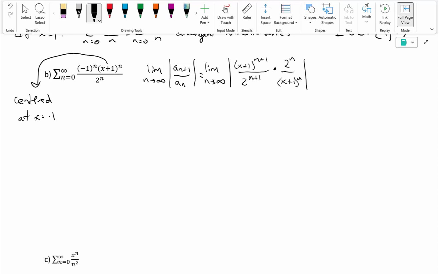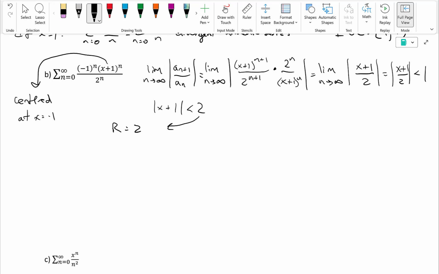And we can simplify all that. We'd get our limit as n approaches infinity. In our numerator, we'll be left with just the 1 extra x plus 1 factor, in our denominator, the extra 2. And that doesn't depend on n at all, so we get an absolute value of x plus 1 over 2 as our limit. We're convergent if that thing is less than 1. If we manipulate algebraically, the absolute value of x plus 1 needs to be less than 2. That 2 being our radius of convergence.